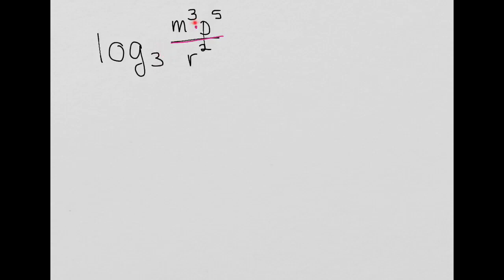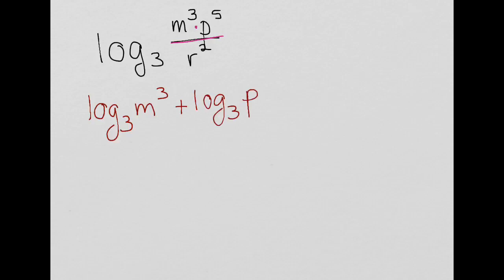All right, so when I see a multiplication, I'm going to be probably thinking addition of them separately. And when I see division, I'm going to be thinking of subtracting them. So we would start with writing it log base 3 of m to the third. And then we have our multiplication. So we'd write it as log base 3 again of p to the fifth. And subtraction for our division of log base 3 r squared.